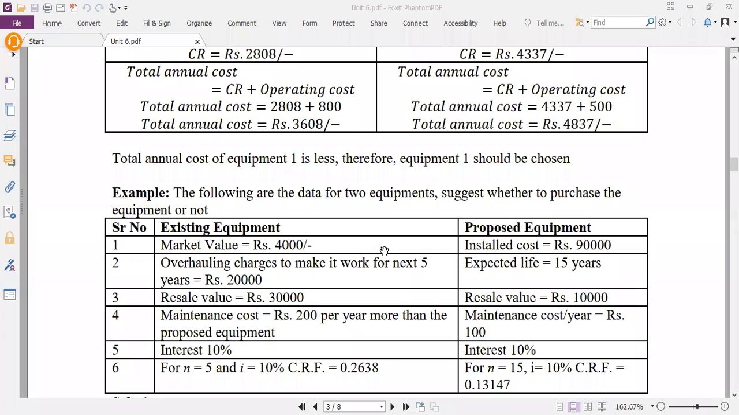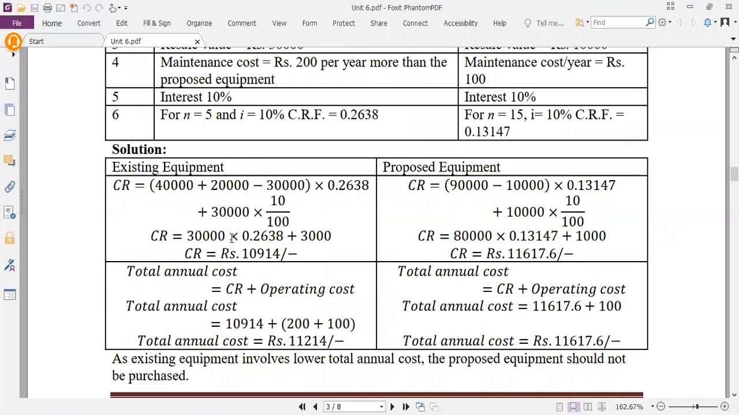Then here the life of the equipment is changing, so your CRF factor is also changing. For N equal to 5 years at an interest rate of 10%, CRF is 0.2638. But for 15 years at 10%, the CRF factor is 0.13147. Okay, so once you calculate this, then we go for the solution.